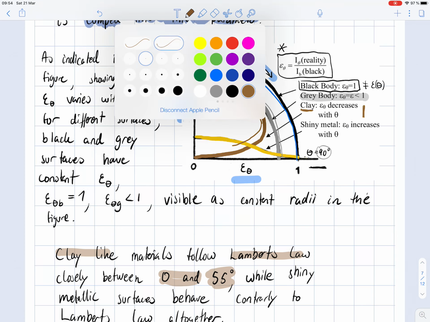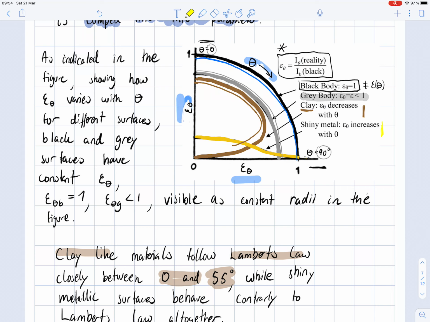The final material that we're looking at here is a shiny metal, which is this yellow curve. For that one, epsilon theta actually increases with theta. So this does not behave according to Lambert's law at all. You see it starts here at a specific value, then it increases until we reach 90 degrees, where it has reached its maximum.